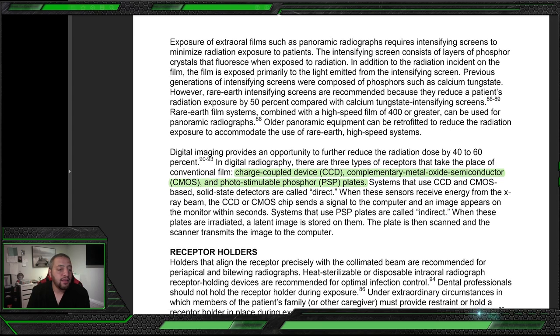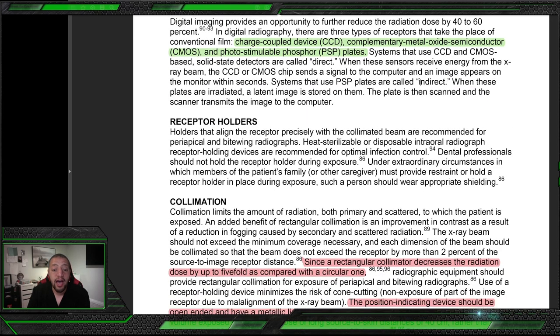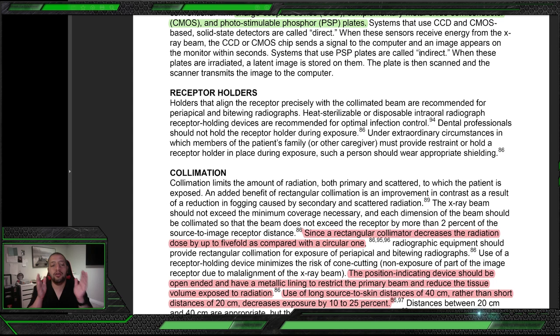Okay. And then he speaks about collimation. When you think about it, you are sending radiation to the patient and you want to see this part only. So it makes perfect sense to limit the radiation to be here. Collimation resembling the shape of the X-ray, which is rectangular, so rectangular collimation is perfect for this purpose. It is much, much better in reducing the radiation to the patient than a circular one.